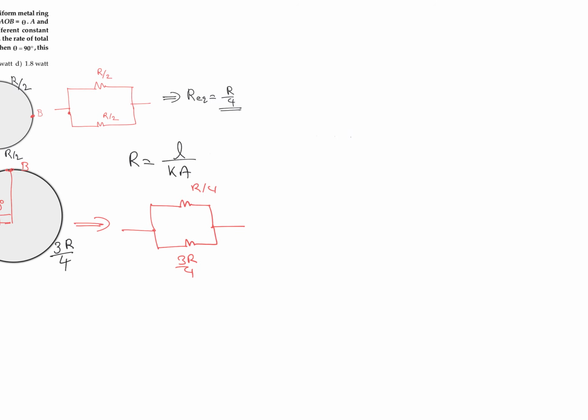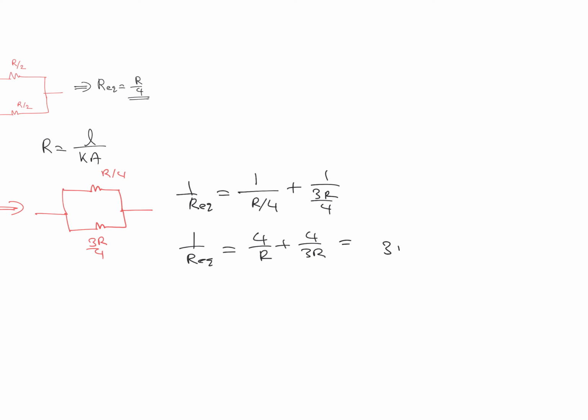So we can find the value of the equivalent resistance of this combination. We can write 1 by R equivalent is equal to 1 divided by R1, which we take as R divided by 4, plus 1 divided by 3R divided by 4. So 1 by R equivalent is equal to 4 divided by R plus 4 divided by 3R. Taking 3R as the LCM, we get 12 plus 4, which is 16, divided by 3R. So we can write the value of R equivalent as 3R divided by 16.